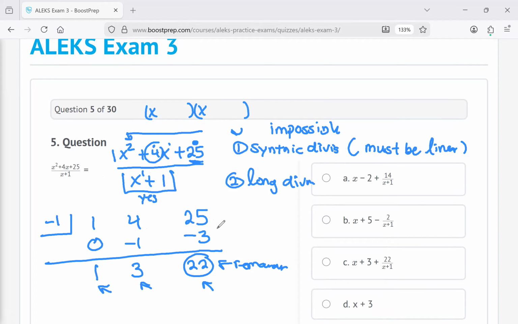So what you're going to do is come up with an equation. The 1 and 3 are the coefficients of our new equation. So it's going to be 1x, and the power is not going to be 2. It's always 1 less than the highest power. Our original highest power was 2, so we go 1 less, and then it's plus 3. And then do you see the remainder, 22? You put your remainder, 22, over whatever you were originally dividing by, which was x plus 1. That is how you do synthetic. That is our answer, x plus 3 plus 22 over x plus 1. So C.